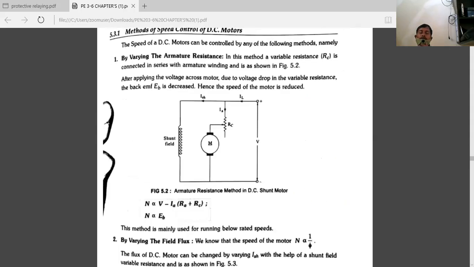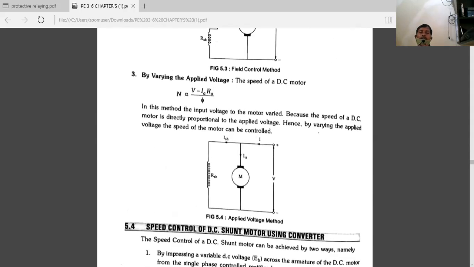This is armature control, you know very well. This is field control, and this is voltage control, by varying the voltage. By decreasing the voltage, speed will decrease. By increasing the voltage, speed will increase. That is, the input voltage.